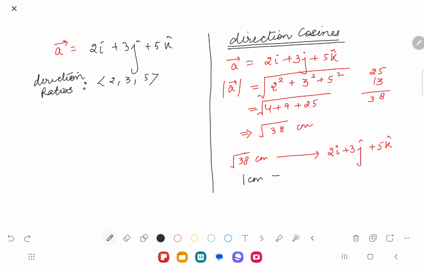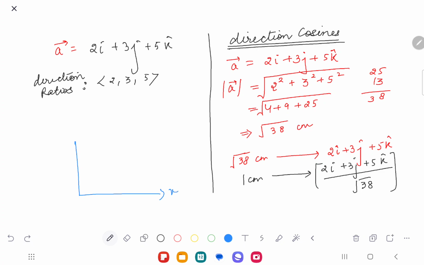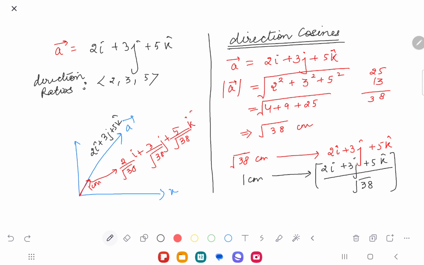So if the length is 1 centimeter, it is written down as 2 i cap plus 3 j cap plus 5 k cap over root 38. And this is the vector. So basically, if I draw on the Cartesian plane, x and y, if this is some vector A, that original vector, of full length root 38, shall be written down as 2 i cap plus 3 j cap plus 5 k cap. But the vector along this same direction, but of length 1 centimeter, shall be written down as 2 over root 38 i cap plus 3 over root 38 j cap plus 5 over root 38 k cap.